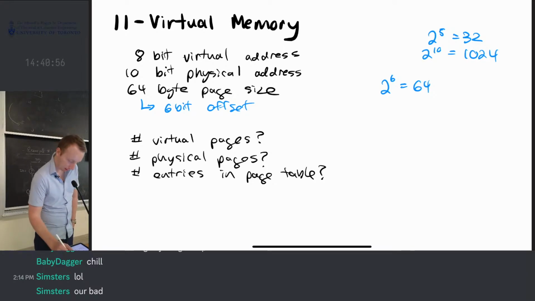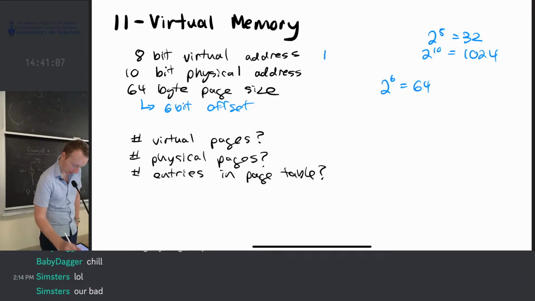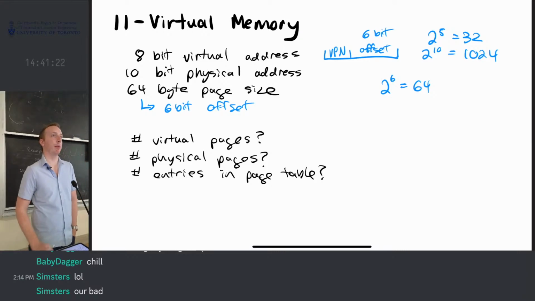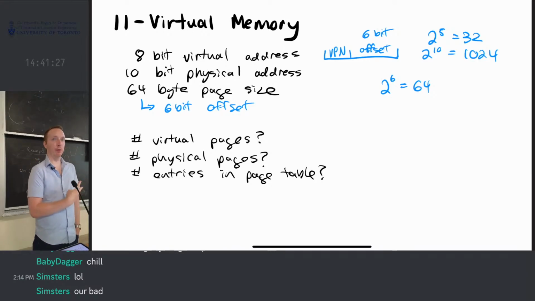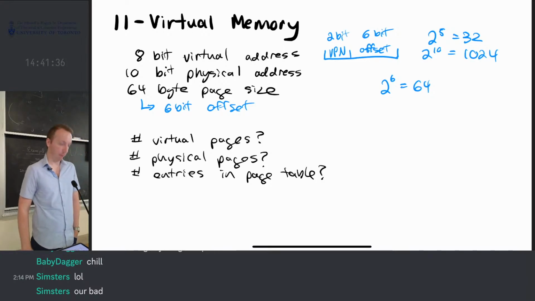So, if I have 6 bits for an offset, how many bits would I have for my virtual page number? So remember, we have an 8-bit virtual address. We know it's always divided like virtual page number and offset. So now we know that this one is 6 bits. So how big does my virtual page number have to be? 2, right? Because I have an 8-bit virtual address, and the lower 6 bits are where I am within a page, so that means my virtual page number is 2 bits.